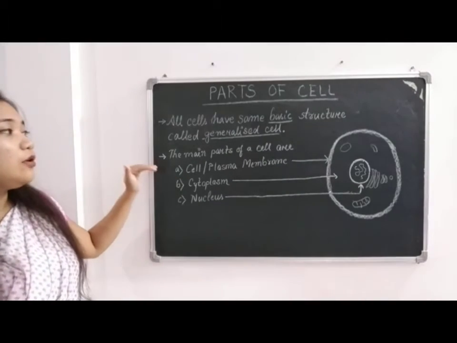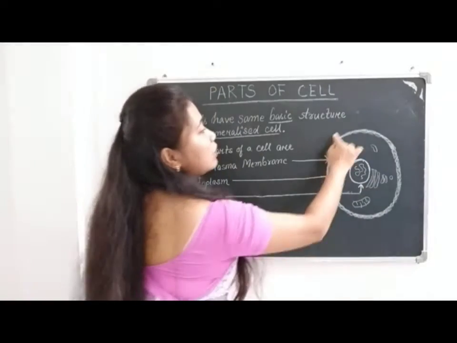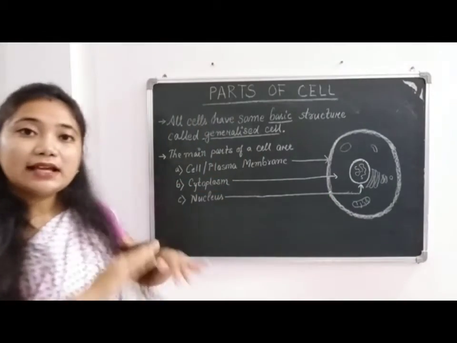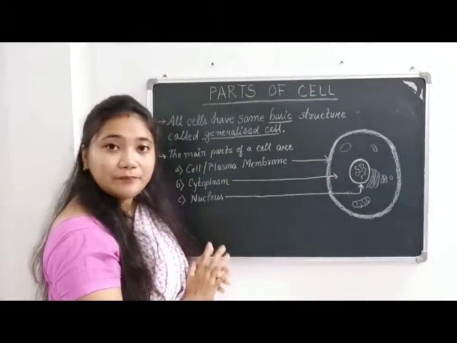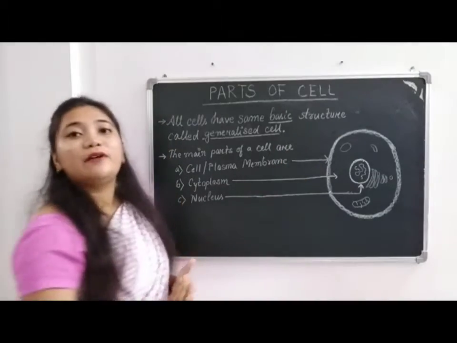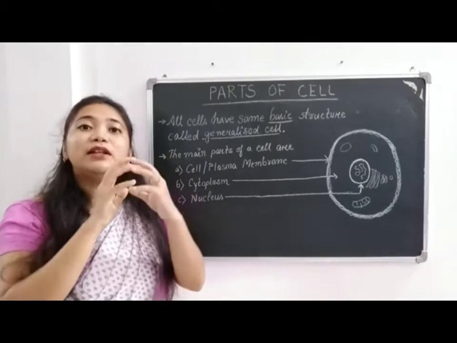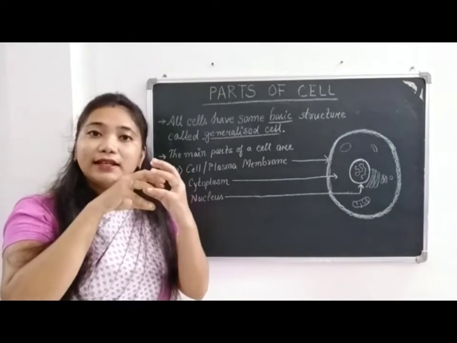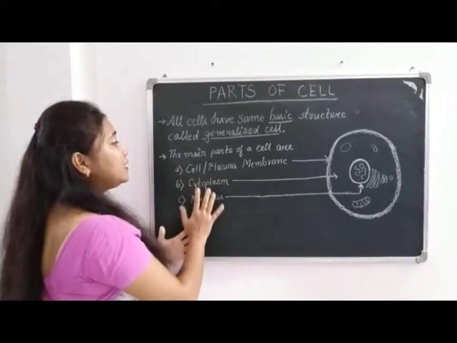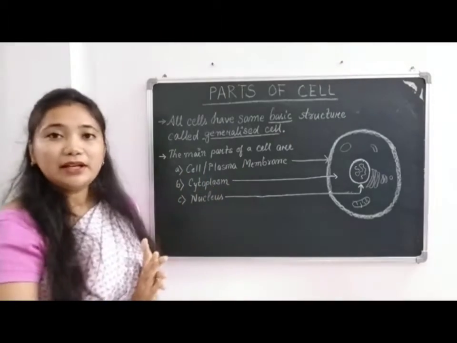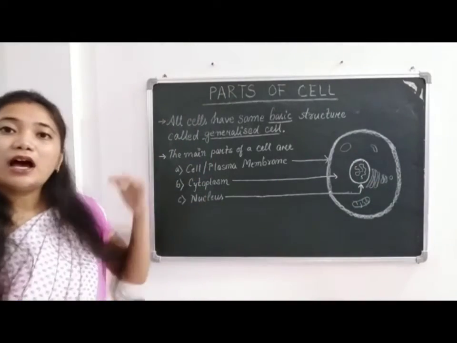The cell or the plasma membrane is the outer covering or the outer layer of the cell. This is like a covering which will separate the inner content of the cell from the outside environment. That means it will contain everything inside it, and it will make sure that the inside things are separate from the outside environment. So basically, the cell or the plasma membrane is this outer portion that I have marked here. It is the outer portion.